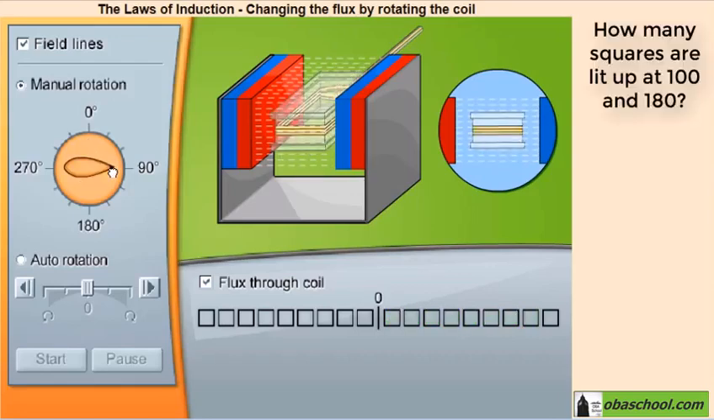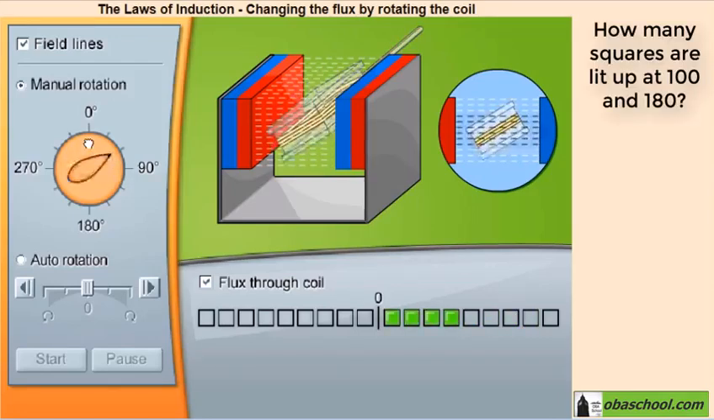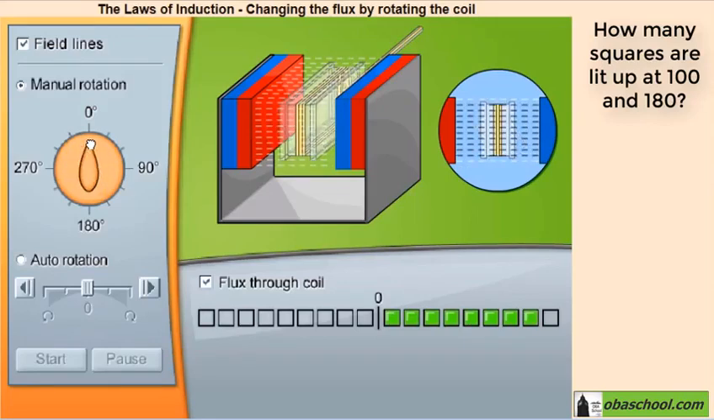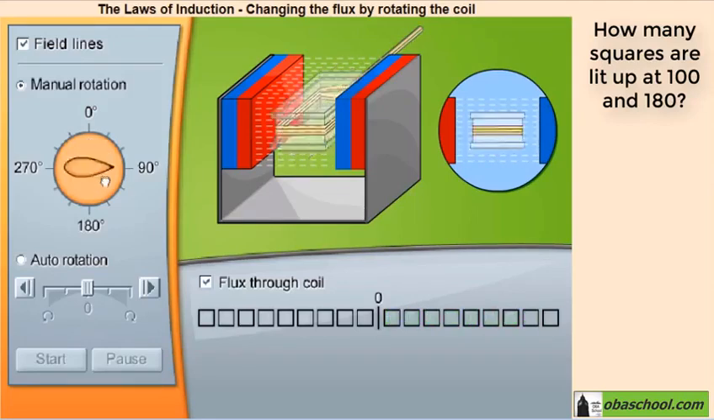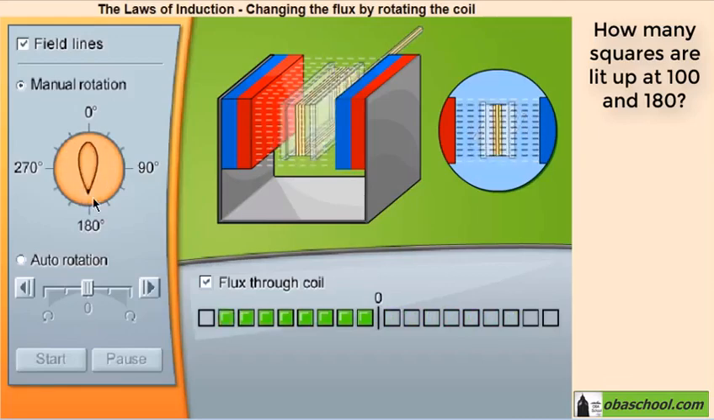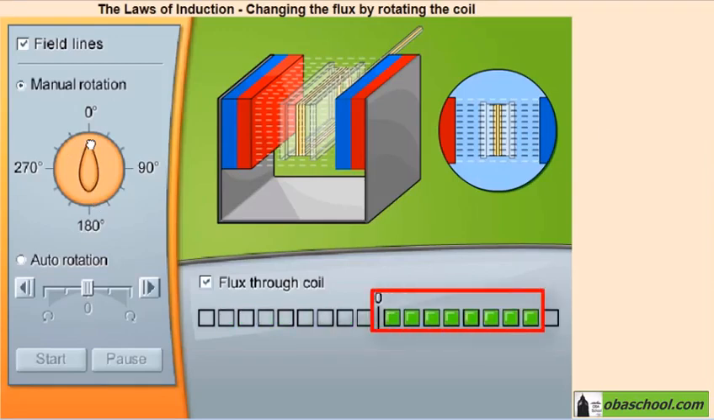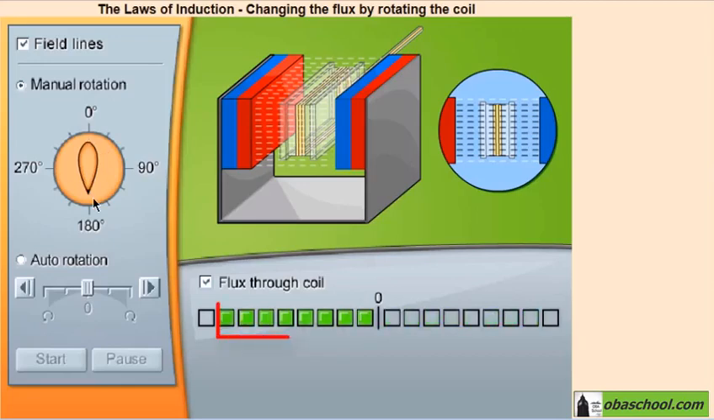How many squares are lit up at 0 and 180? So this is the 0 position, and this is the 180-degree position. How many squares are lit up? Yes, 8 squares to the right at the 0-degree position and 8 squares to the left at the 180-degree position. The flux reading changes to a -1 because at 180 degrees, the flux is passing through the coil in the opposite direction to the 0-degree position.